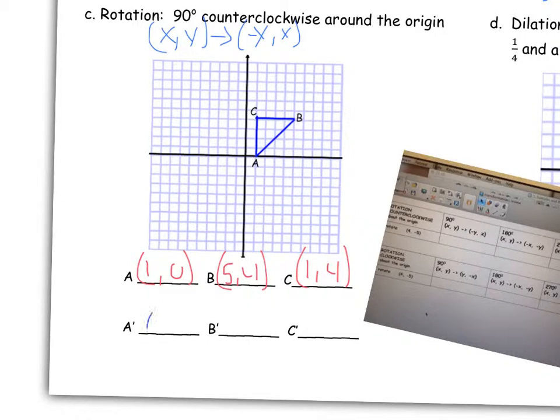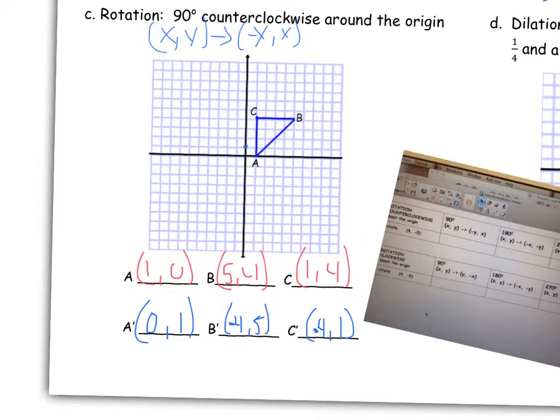So my new A prime is 0, 1, and I change the first one to its opposite, but there's not an opposite of 0. The second one is 4, 5, but the first one has to change to its opposite. I'm flipping them, and the first one has to change to its opposite. So now I can plot those points.